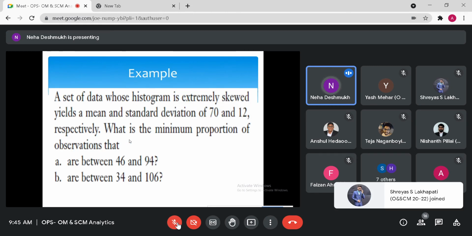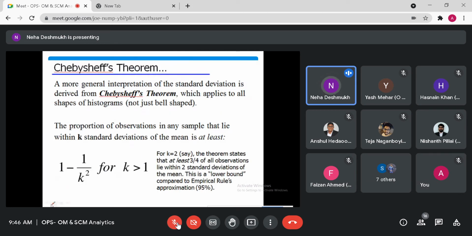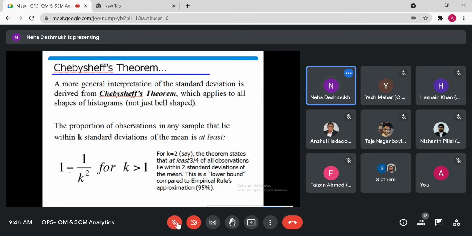A set of data whose histogram is extremely skewed. Now for skewed data, when the data is not bell shaped, what does it mean? When the data is skewed, we use Chebyshev's theorem. When the data is bell shaped, which one can we apply? The empirical rule. And when the data is skewed, we can apply Chebyshev's theorem.